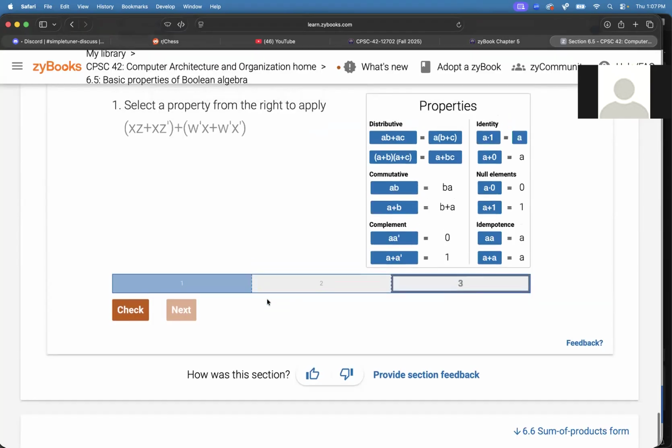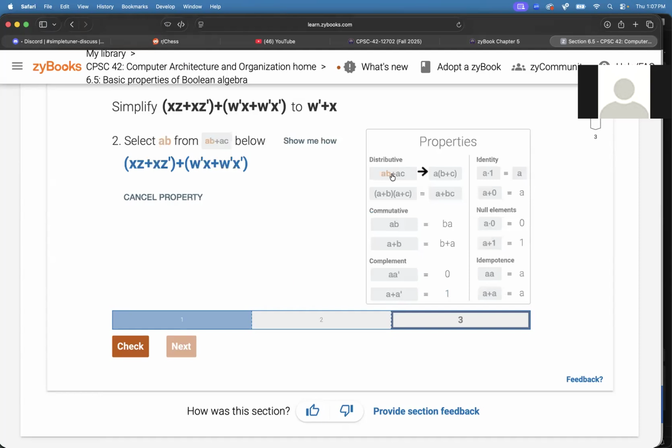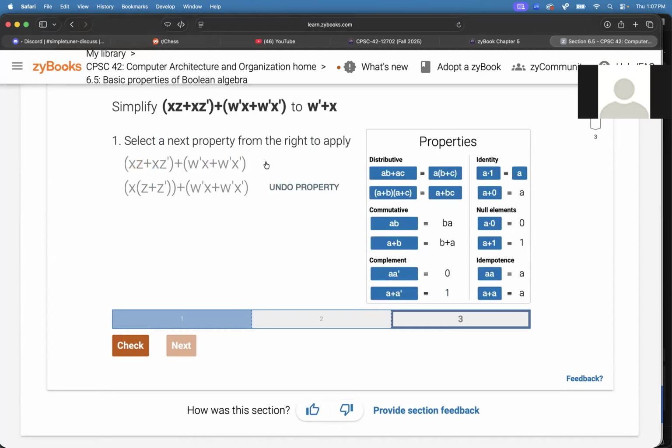Fun. Jump into three. Oh, geez. Okay, so what are we doing first? On the first one, I can apply the distributive law and factor out an X, right? Distributive law. Boom, boom. Okay, we did it.